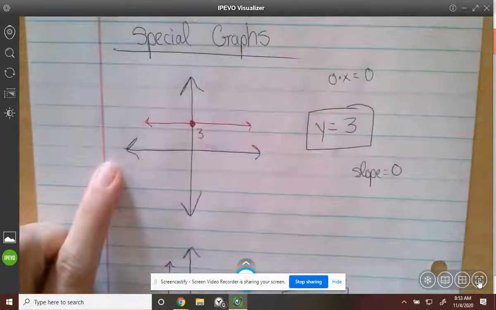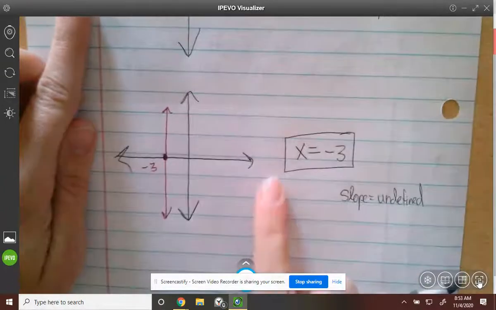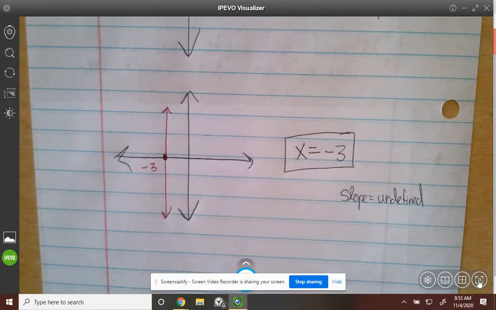Okay, so if slope is 0, y equals the number. If slope is undefined, x equals the number. All right, that is it.